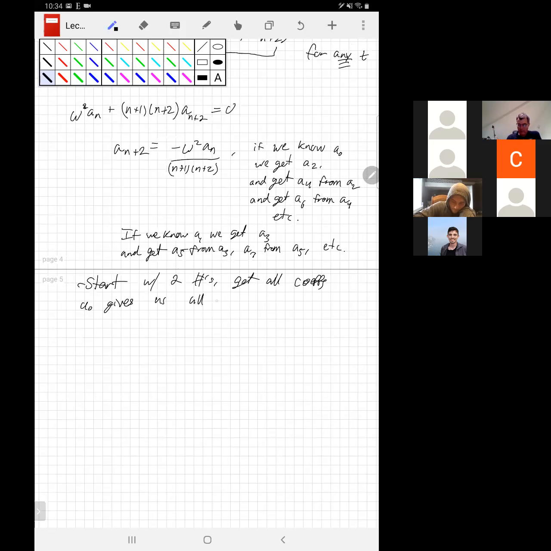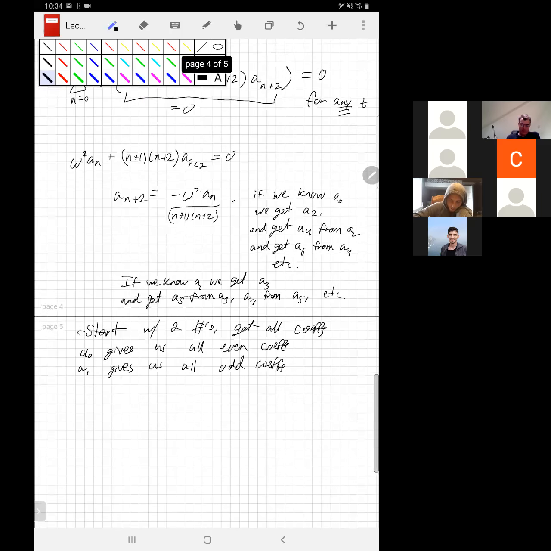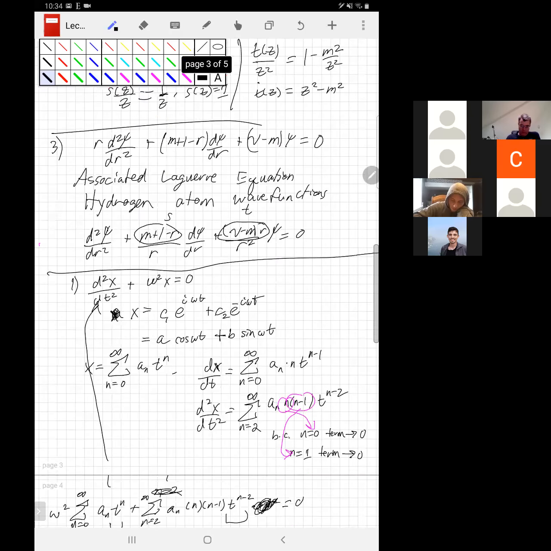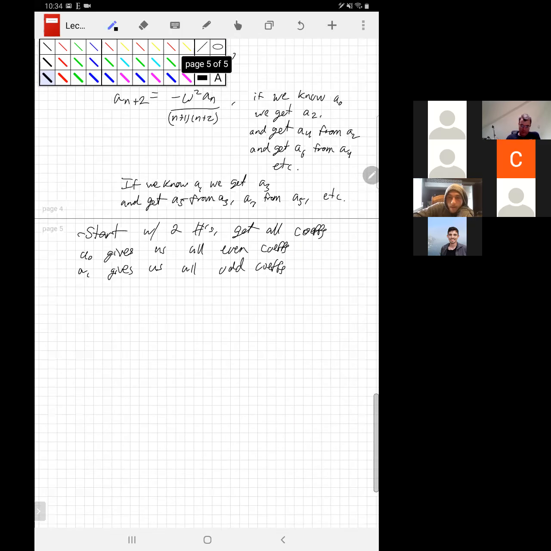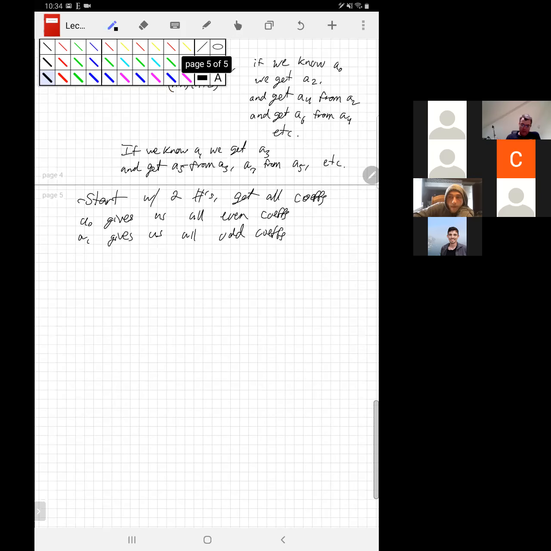a0 gives us all even coefficients. a1 gives us all odd coefficients. Does that remind you of anything from the more traditional ways of solving this kind of equation? Yeah, even and odd functions. Yeah, we can break it up into an even and odd function. And furthermore, we know that, hey, one way of writing a solution is in terms of sines and cosines. So that should look familiar.